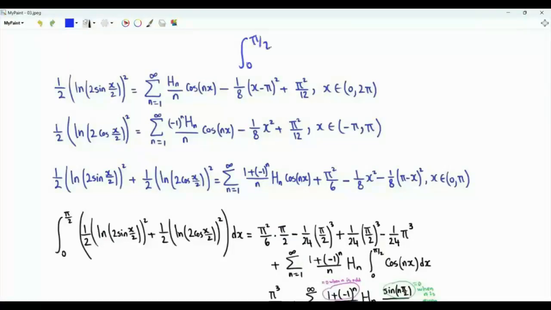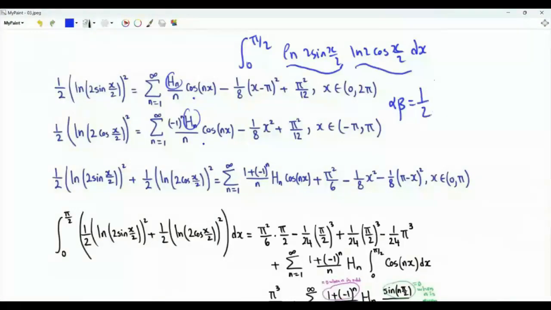Recall that our objective is the integral from 0 to pi over 2 of log 2 sine x over 2 times log 2 cosine x over 2. What we have right now is a representation for the square of this logarithm and another representation for the square of that logarithm. To achieve our goal, we make use of the simple fact that alpha times beta can be written as 1/2 of alpha plus beta squared minus alpha squared minus beta squared. This is exactly what we will do here.